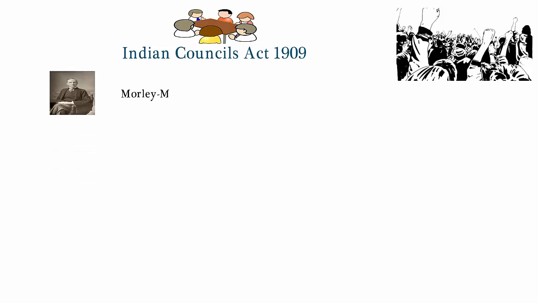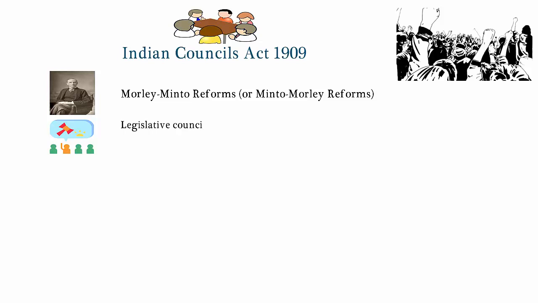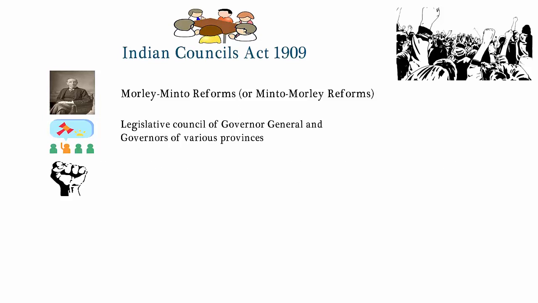The Indian Councils Act of 1909, commonly known as the Morley-Minto Reforms or Minto-Morley Reforms, was an act of the Parliament of the United Kingdom. The number of members of the Legislative Council, Governor-General's council, and the governors' councils of various provinces were increased. As well, the powers of members of the legislature were also increased.